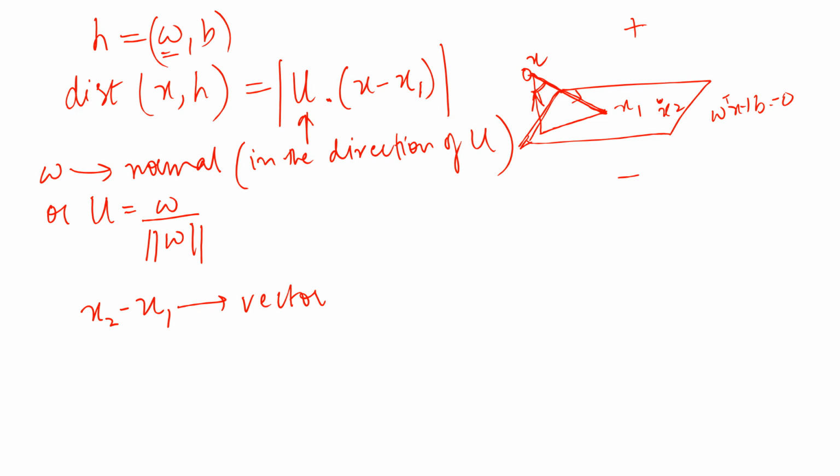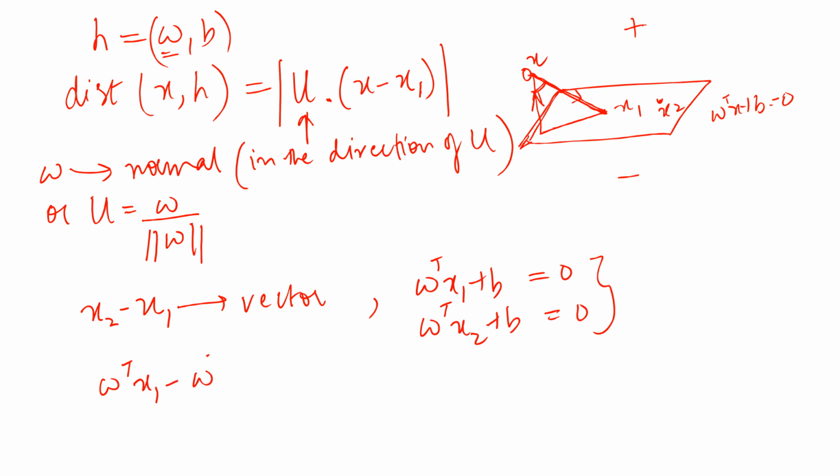And we know the equation of the hyperplane. According to it, we will have these two equations: w transpose x1 plus b equals 0 will be applicable because x1 lies on the hyperplane, and w transpose x2 plus b equals 0 because x2 lies on the hyperplane. If we subtract this equation from this and rearrange terms, we get w transpose x1 minus w transpose x2 equals 0.